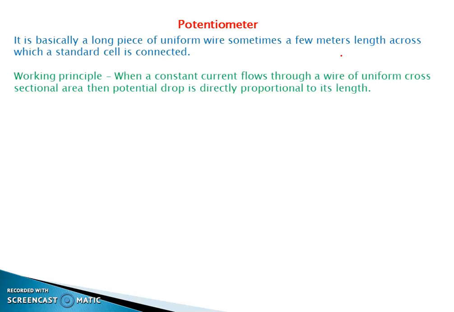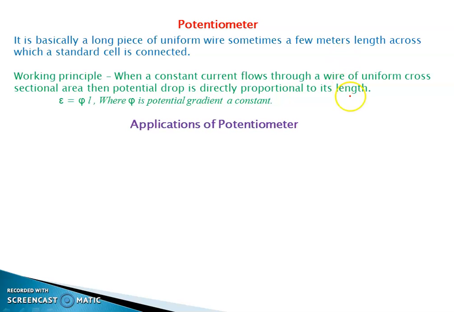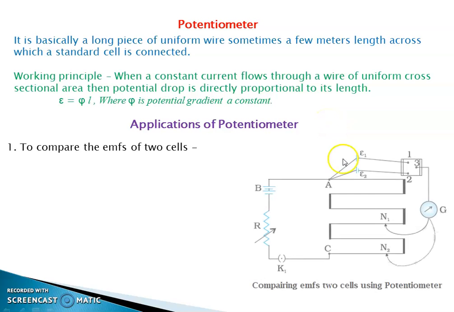A potentiometer is also a wooden board in which a uniform cross-sectional wire of bigger length is connected. Now see, when a constant current flows through a wire of uniform cross-sectional area, the potential difference is directly proportional to length. Now see this diagram.